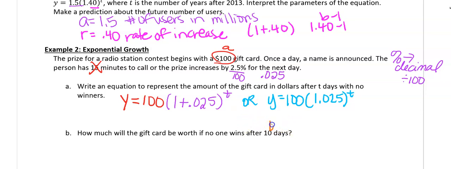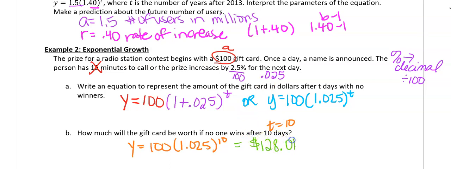It's going to be the t. So when t equals 10, all we're going to do is plug it into the calculator. That's it. Y equals 100 times 1.025 to the 10th. And how much money is that, my friends? How much money would the big winner get on the next day? Should have gotten 128.01.